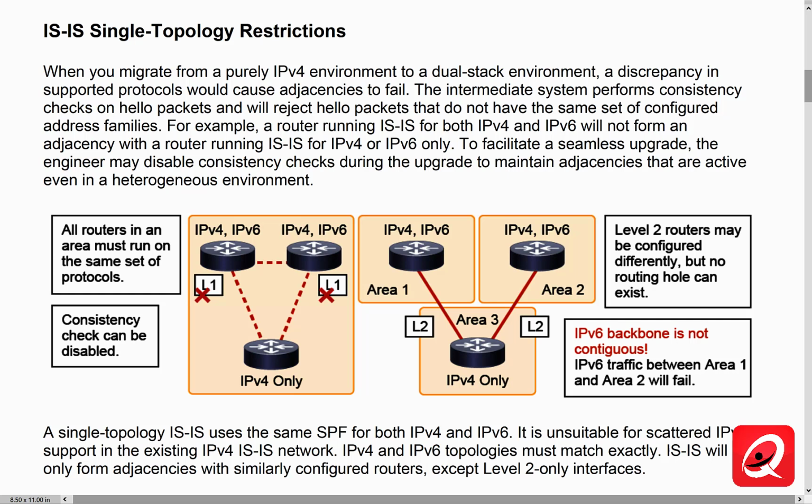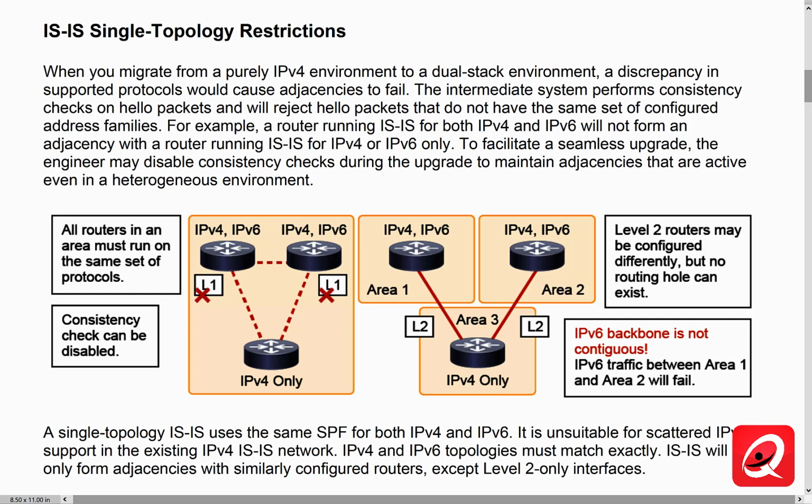So as an example here, we have a router that's running ISIS for IPv4 and IPv6. It's not going to form an adjacency with a router that's only running ISIS for IPv4 or IPv6 only. Not dual stack, but separately. So we can disable those consistency checks because technically those are completely different protocol stacks. So we really shouldn't be restricted on allowing those protocol stacks to communicate independently of each other. But in a single topology design, we use the same SPF calculation or SPF process for v4 and v6.